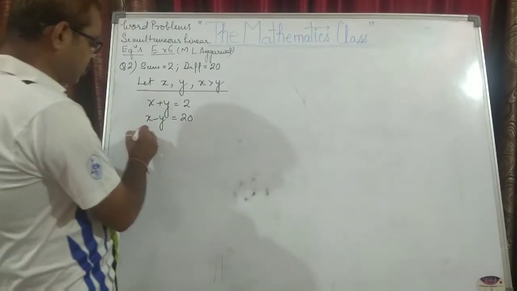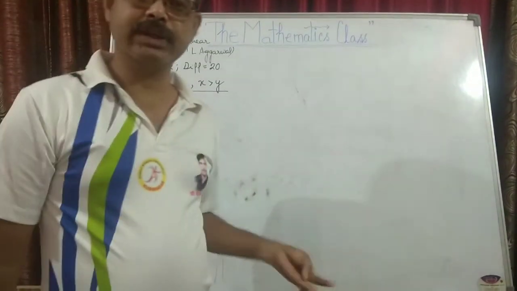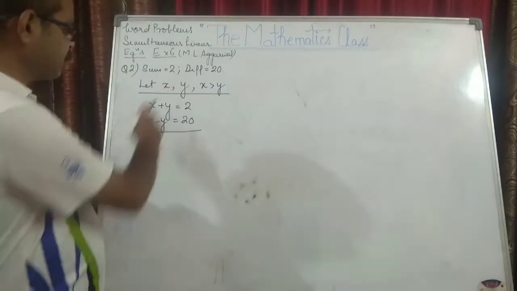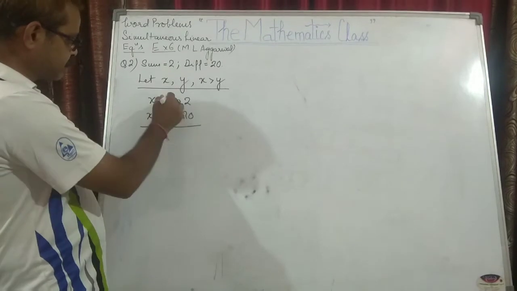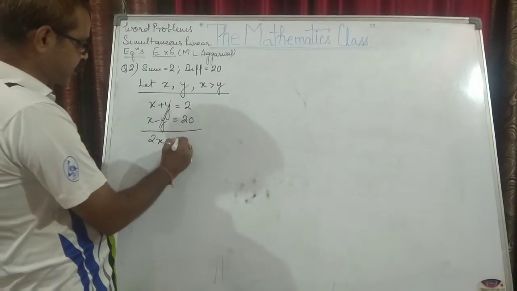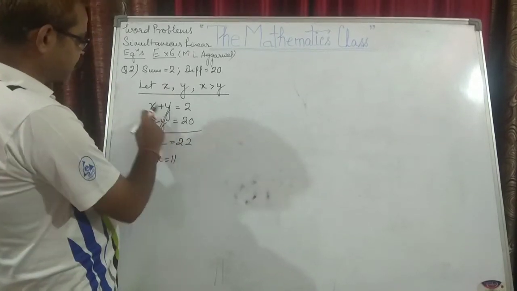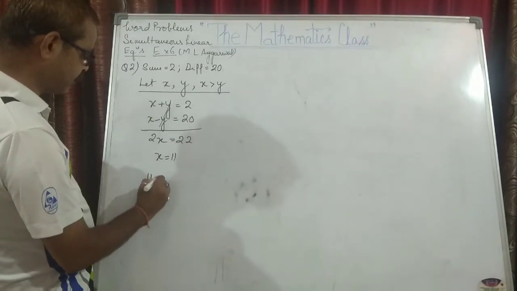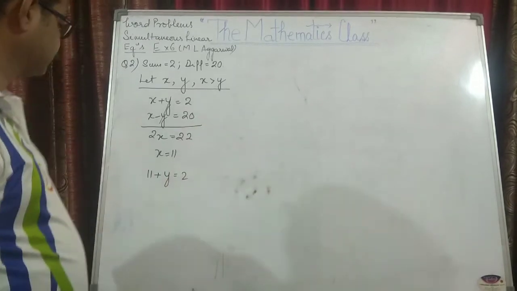Now we have to solve it. You can use any method: substitution method, elimination method, or cross multiplication method. I am solving by the elimination method. Plus and minus will cancel. You will add them, so 2x is equal to 22, which implies that x is equal to 11. Just put x is equal to 11 anywhere. In the first one I am writing 11, that is x, plus y is equal to 2.